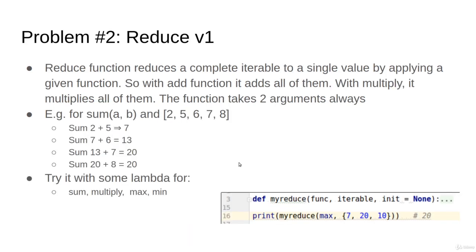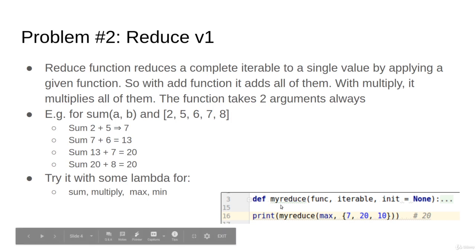Let's go to a bit more logic. The remaining problems are a bit wordy in explanation, so try to focus as much as you could. We will develop a myReduce function. The myReduce function here is taking a function and an iterable. All of this iterable will be reduced to a single value, and each function will take at least two arguments, a and b.